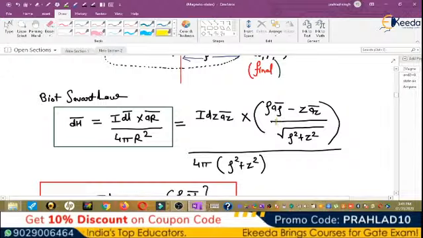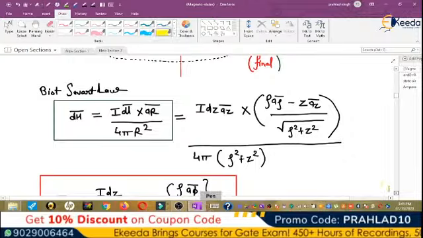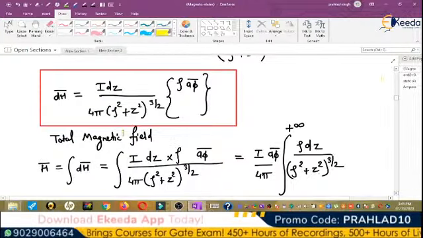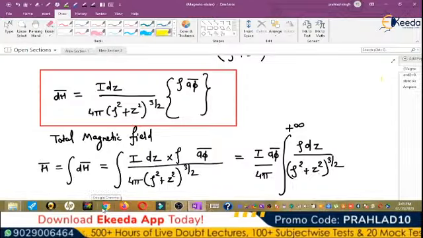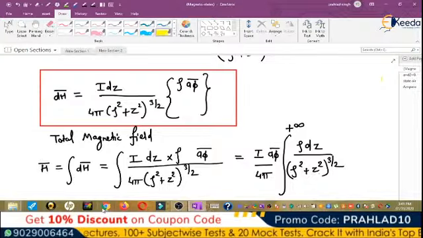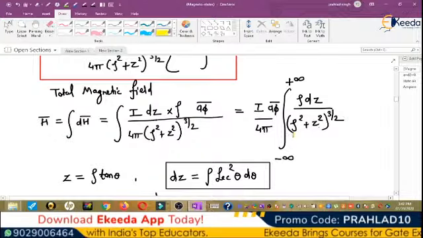When we take the cross product, a_z cross a_rho is a_phi, and a_z cross a_z is 0. So the total magnetic field H vector is the integration of dH vector, which is I dz rho a_phi by 4 pi times rho squared plus z squared to the power of 3 by 2. So it is I a_phi by 4 pi, integration from minus infinity to infinity of rho dz upon rho squared plus z squared to the power of 3 by 2.